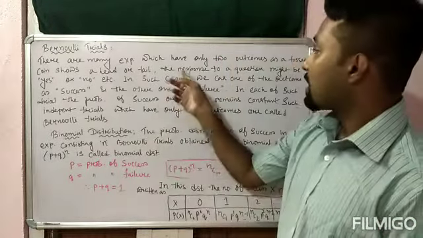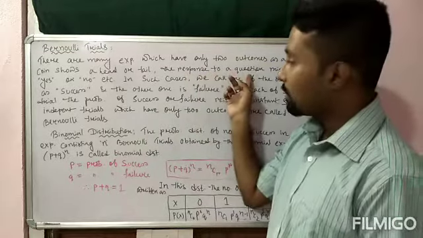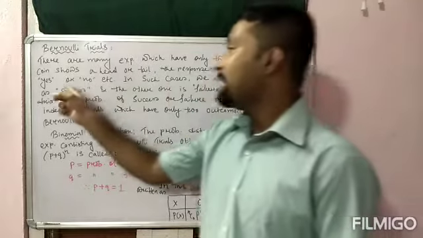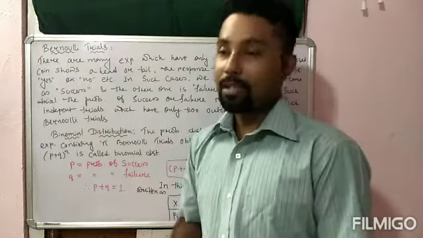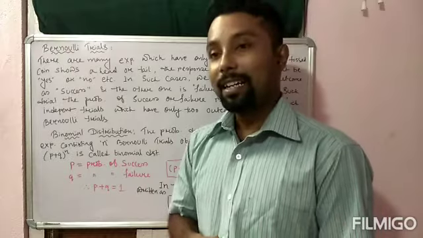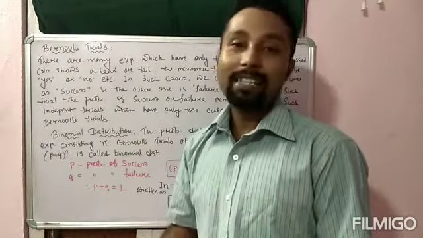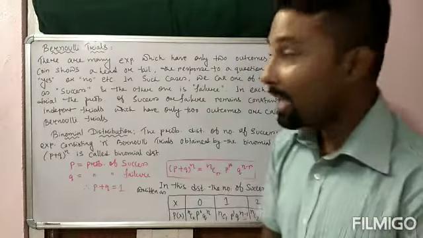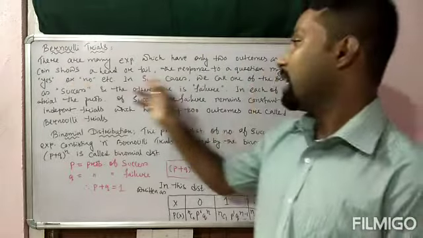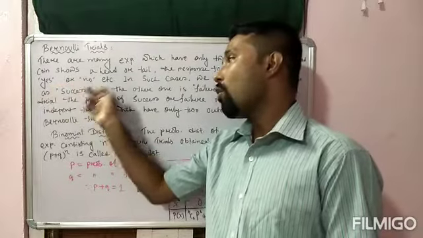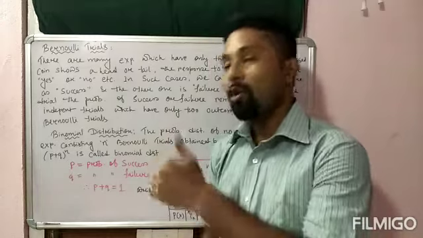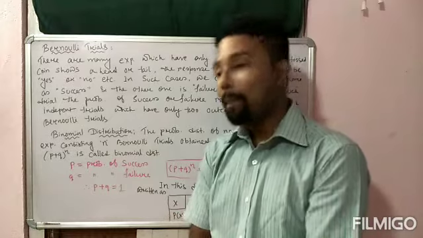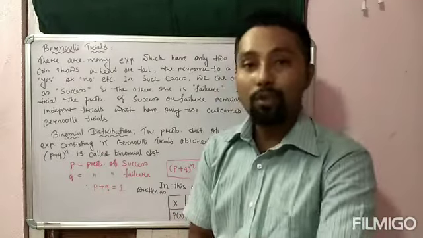The response to a question might be yes or no etc. Of course, when a coin is tossed, either head has a chance of falling or tail has a chance of falling. Both cannot come together, okay? So the response to a question might be yes or no etc. Suppose a coin is tossed, someone said head will fall, but tail came. So that is a yes or no question, right?